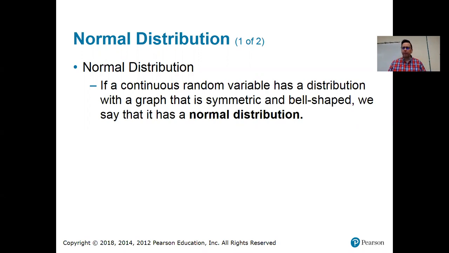All right, so if a continuous random variable has a distribution with a graph that is symmetric and bell-shaped, we've talked about this thing before, we say that it has a normal distribution. Now, I don't want you to freak out at the next thing that pops up on here. I'm not even going to leave it up for very long.